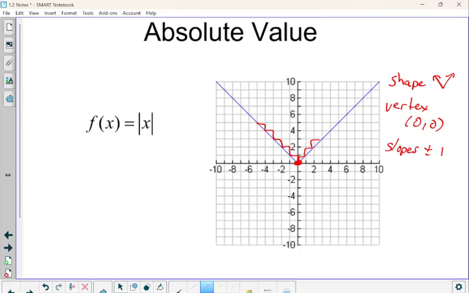So absolute value has a shape that's a V. The vertex is at the origin, 0, 0. And the slopes are either positive 1 or negative 1.